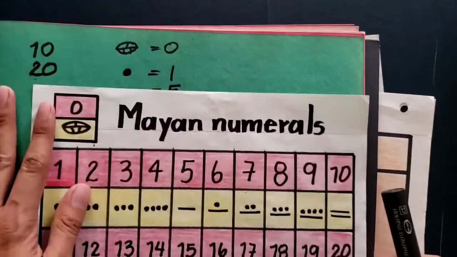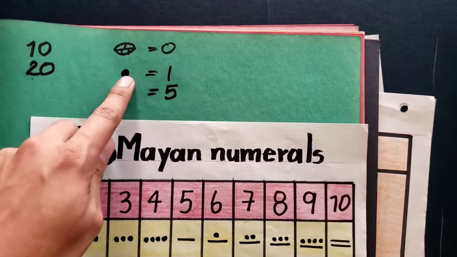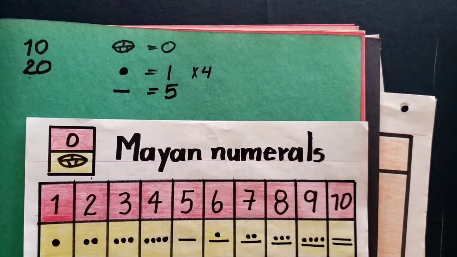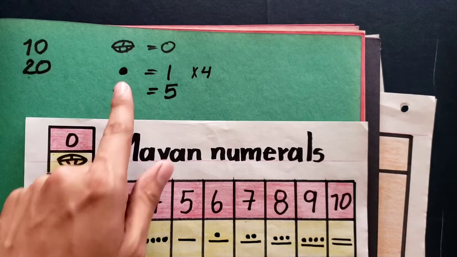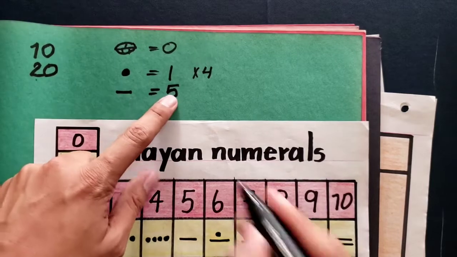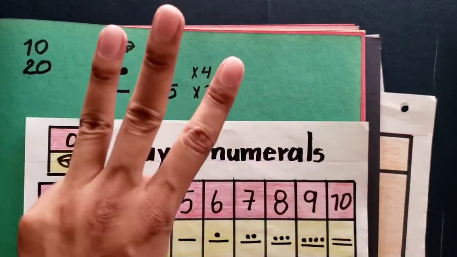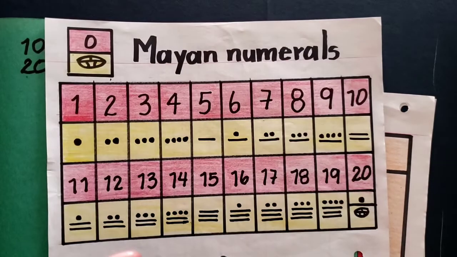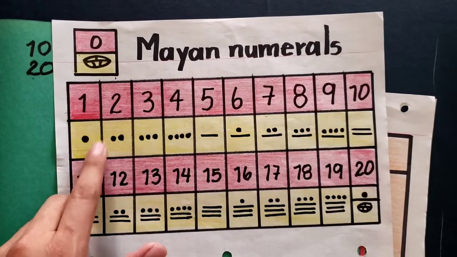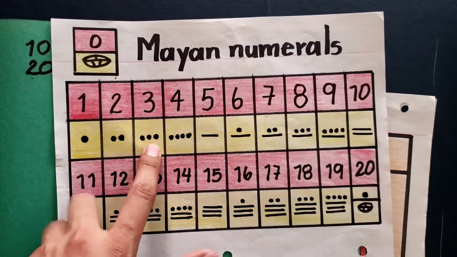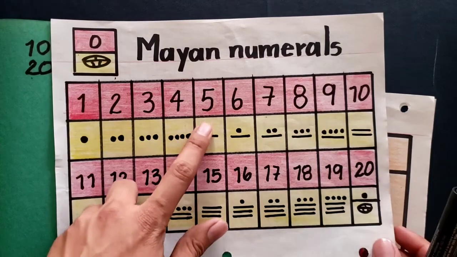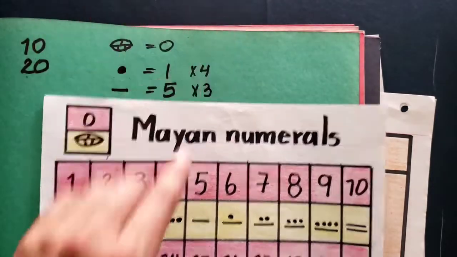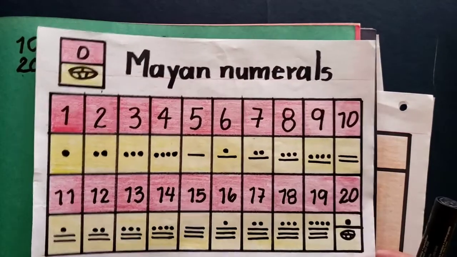Let's look at the numbers. We need to follow some rules as well. The dot, the number 1, we can only repeat it 4 times, not 5 times, not 6 times. And the line, we can only repeat it 3 times. You cannot repeat it more than 3 times in a row. So look at this: 1, 2, 3, 4. To write 5, I cannot write 5 dots, because you can only repeat it 4 times.